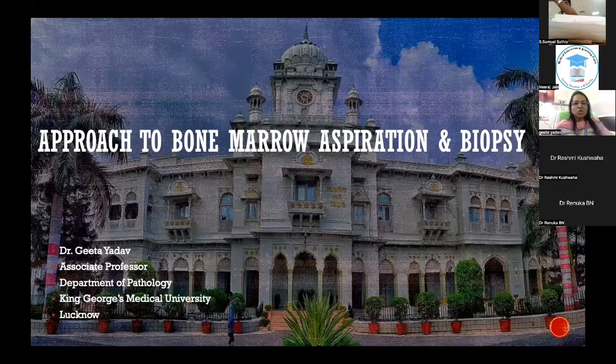Dealing with the approach to bone marrow aspiration and biopsy examination. So before reaching the approach to bone marrow aspiration and biopsy, what exactly is bone marrow?